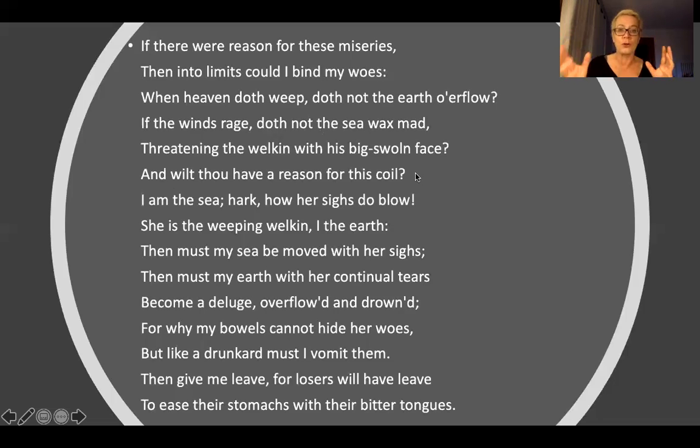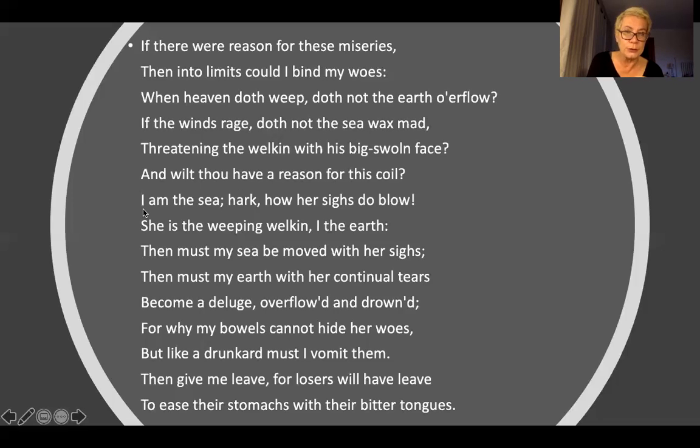Now it's not the coil, i.e. the trouble of Titus's hand and his daughter. It's the coil of nature, of the hurricane, of the tsunami, of the flooded fields. So he has taken this reason all the way through this image. This is an allegory, if you like, for his woes, but it's also a description of the force of nature. Now let's see how he applies it to himself.